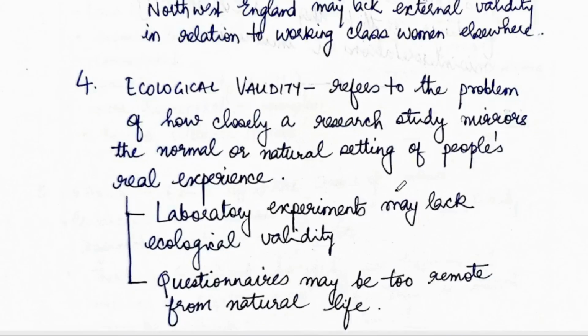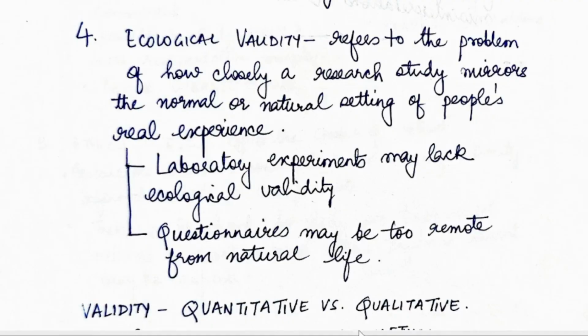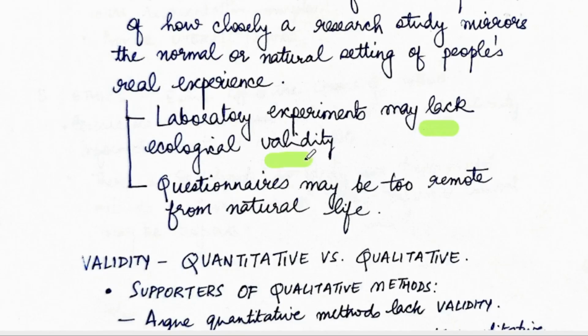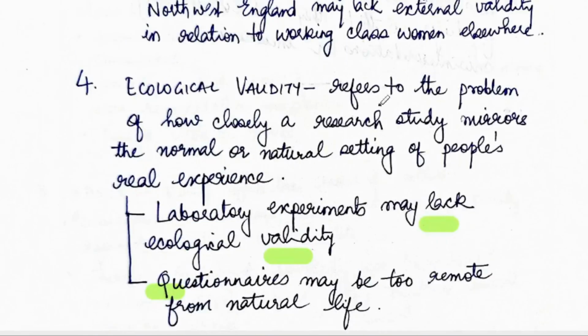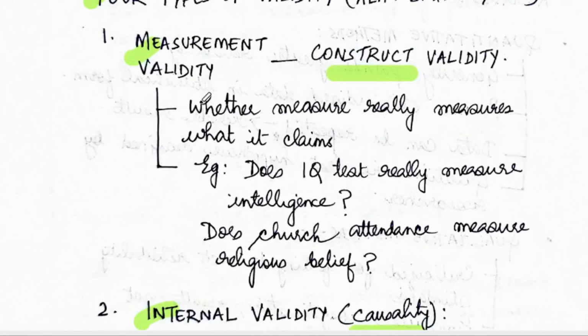Then comes ecological validity. Now this refers to the problem of how closely a research study mirrors the normal or natural setting of people's real experience. It asks, does our research setting reflect people's normal life? For example, laboratory experiments may lack ecological validity. Why? Because people act differently when they are being observed. Even questionnaires may be too remote from natural life because people tick boxes quickly or they want to give safe answers. So, these are the four types of validity given by Alan Bryman.